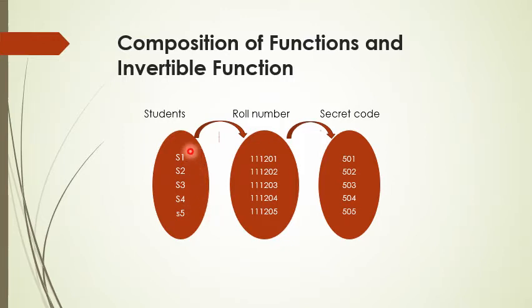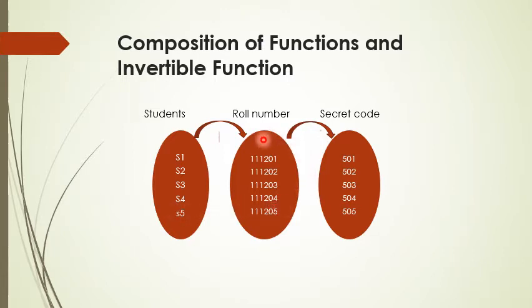That is, there exists a function f from this student set to the roll number set. Like f of S1 is 111201. f of S2 is 111202. f of S3 is 111203. f of S4 is 111204. f of S5 is 111205.